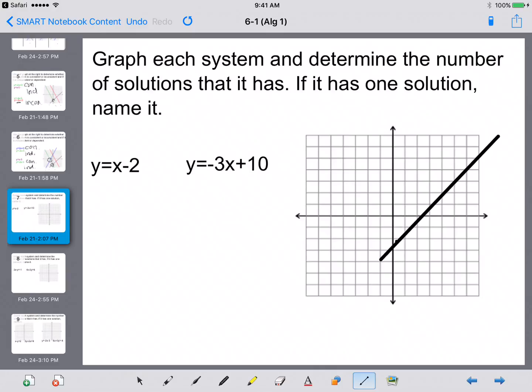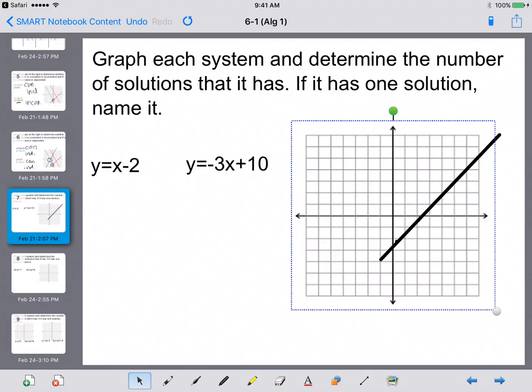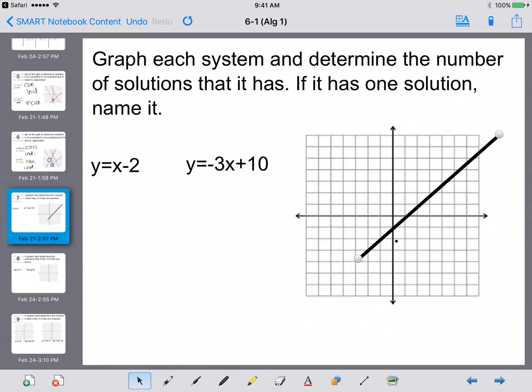I'm going to have to straighten out my line a little bit. But that's fine. It's a lot easier for you guys to graph on Excel. I'm kind of jealous.